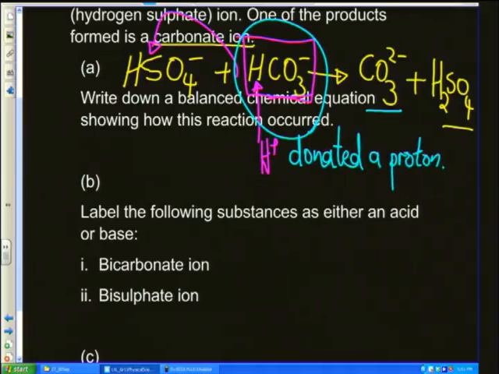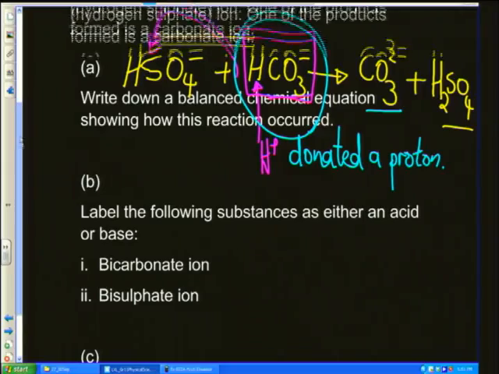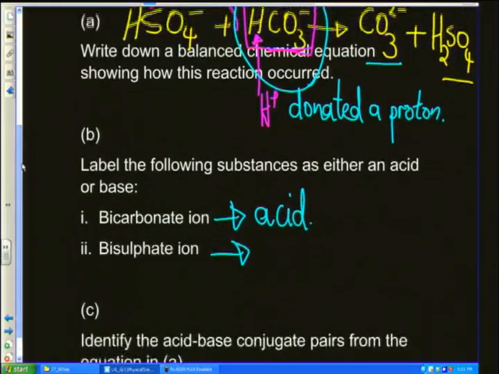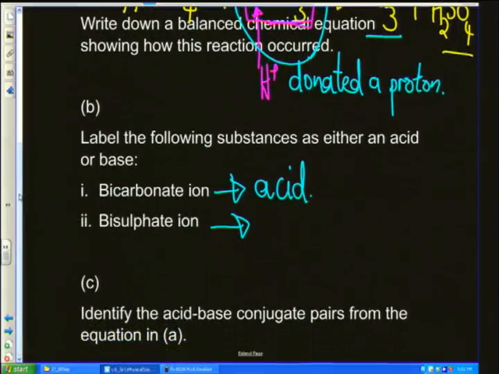And because it donated a proton to the bisulfate ion, a substance that donates a proton, according to Lowry-Bronsted theory, is an acid. Okay, so the bicarbonate ion is the acid. And this one, the bisulfate ion, received the proton. Any substance that receives or accepts a proton, we call it a base, according to the Lowry-Bronsted theory.